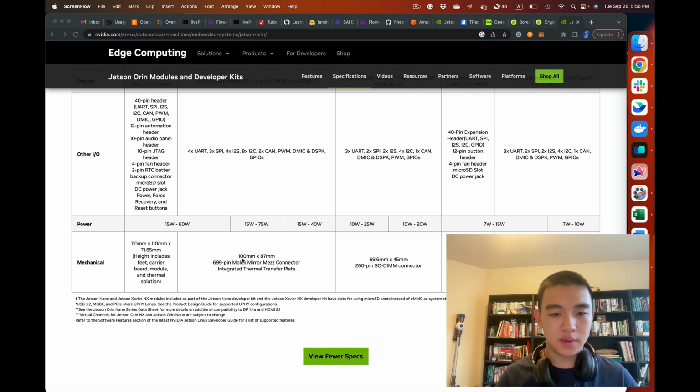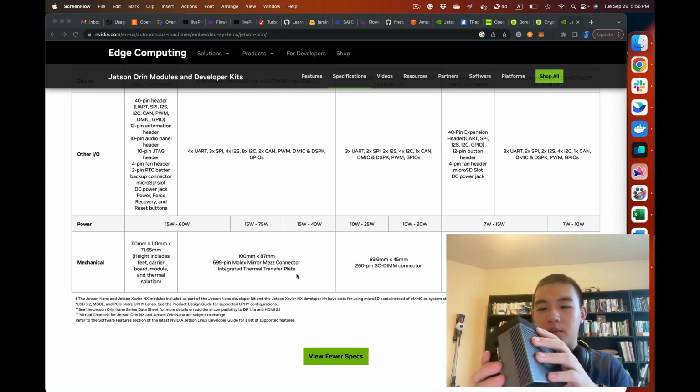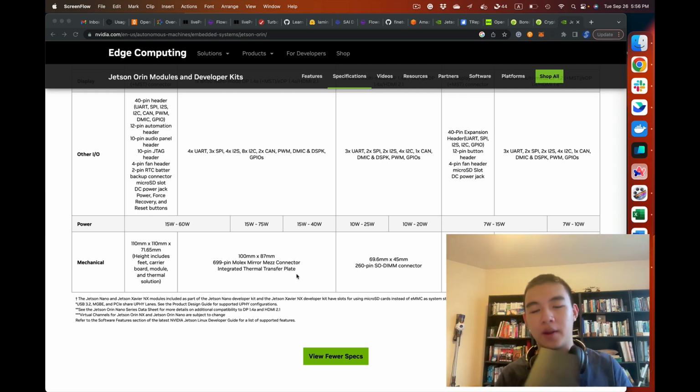And then mechanical wise, it's 100 millimeters by 87 millimeters with a 699 pin Molex Mirror Mesh connector and an integrated thermal transfer plate. So you can tell that that's a lot of computing power packaged into this one very small package. And so it's very optimized for edge computing.